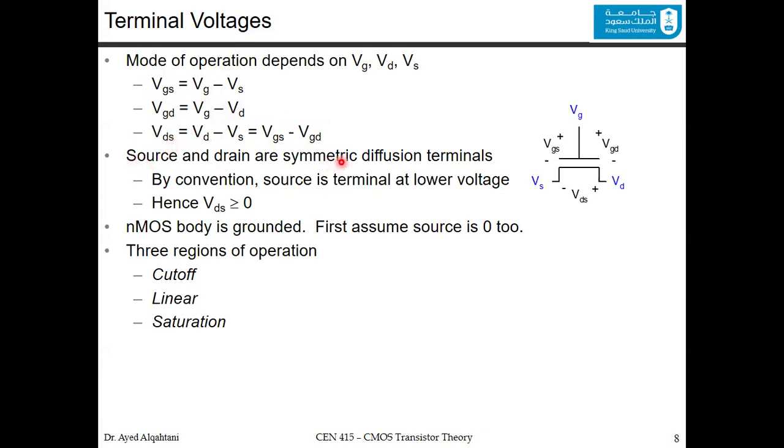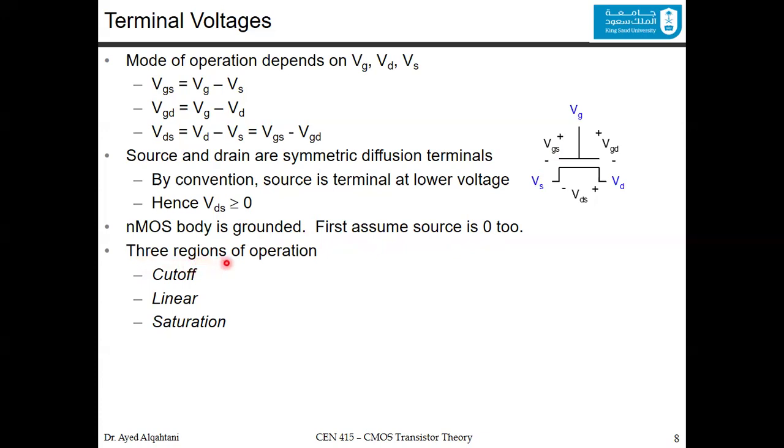The source and drain are symmetric diffusion terminals, and this is why in our class we are not going to distinguish between them that much. By convention, the source is the terminal at a lower voltage, that's all. And because of this, the VDS is larger than or equal to 0, which means if you do it the other way around in the NMOS, it would be negative. The NMOS body is grounded. That's what we discussed when we talked about the NMOS terminals. So the P substrate is grounded. We first assume the source is 0.